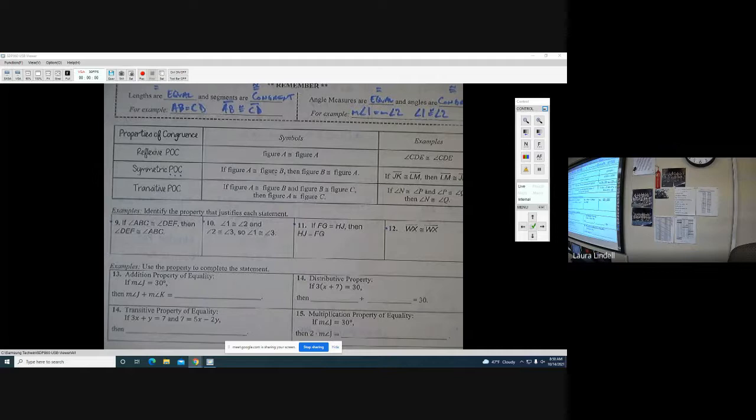And these are all properties from this page. No, those are good. You got it.